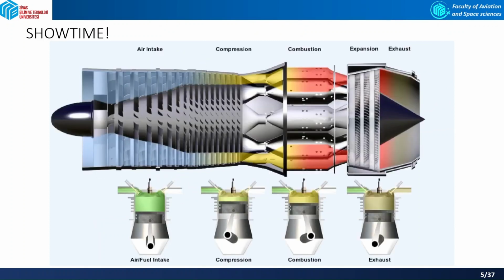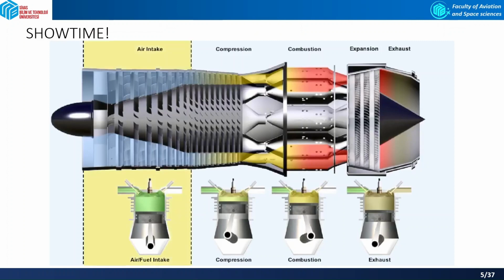The working cycle of the gas turbine engine is called the Brayton cycle, after George Brayton, an American mechanical engineer who invented the continuous ignition engine, which was the basis of the gas turbine engine. The Brayton cycle and the working cycle of the four-stroke piston engine, the Otto cycle, are very similar, as can be seen in this diagram.